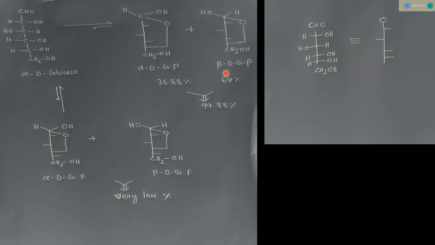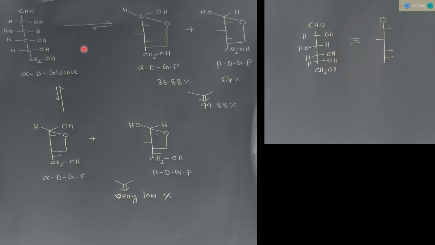So we all know that the beta anomer is more stable than the alpha anomer. If we draw the cyclohexane chair conformation, this OH group is in the equatorial position. That's why the beta anomer is more stable. So in equilibrium concentrations, the proportion of beta anomer is maximum, about 64%, and alpha anomer is 35 point something.